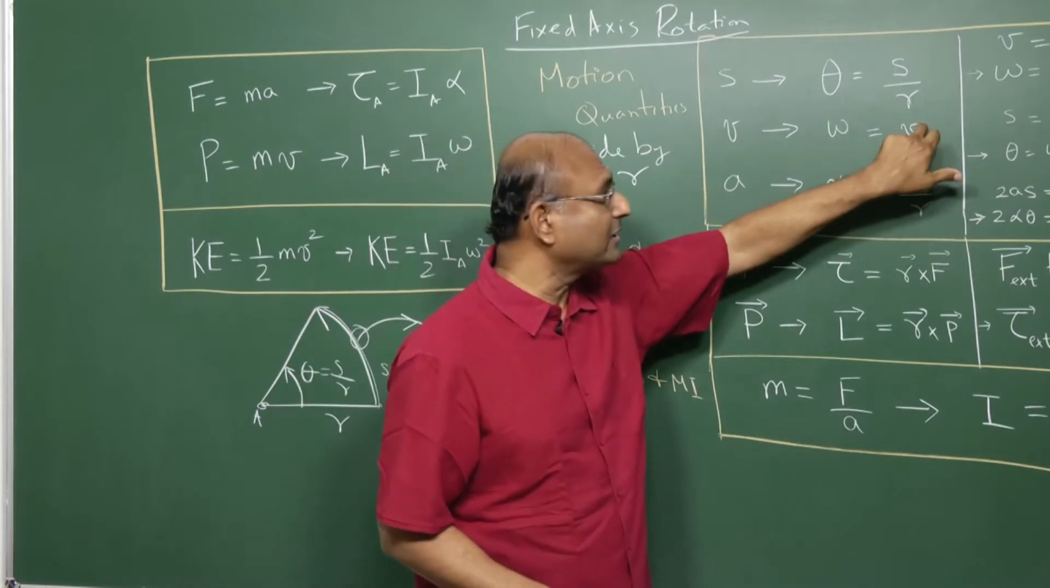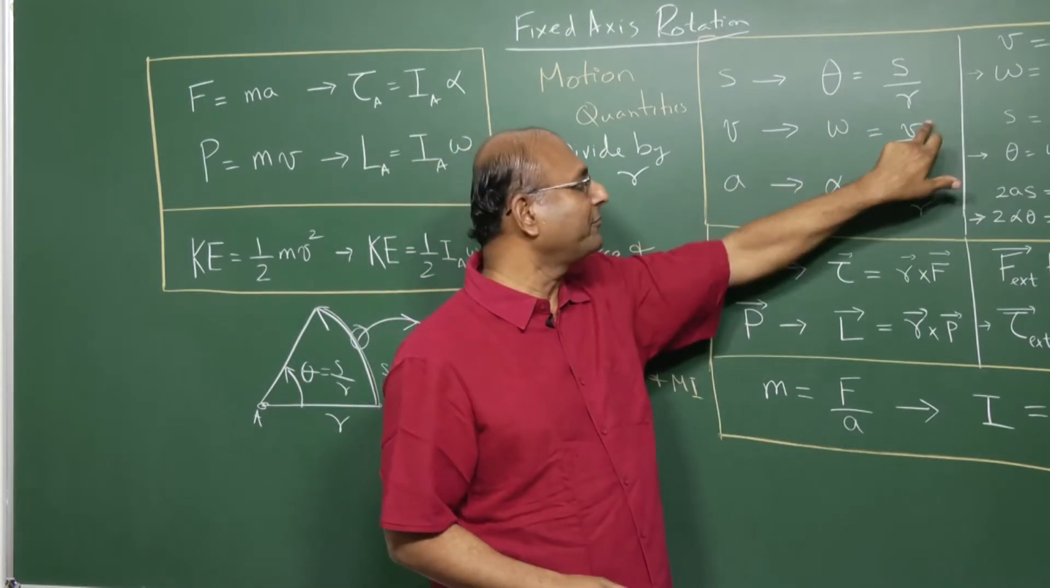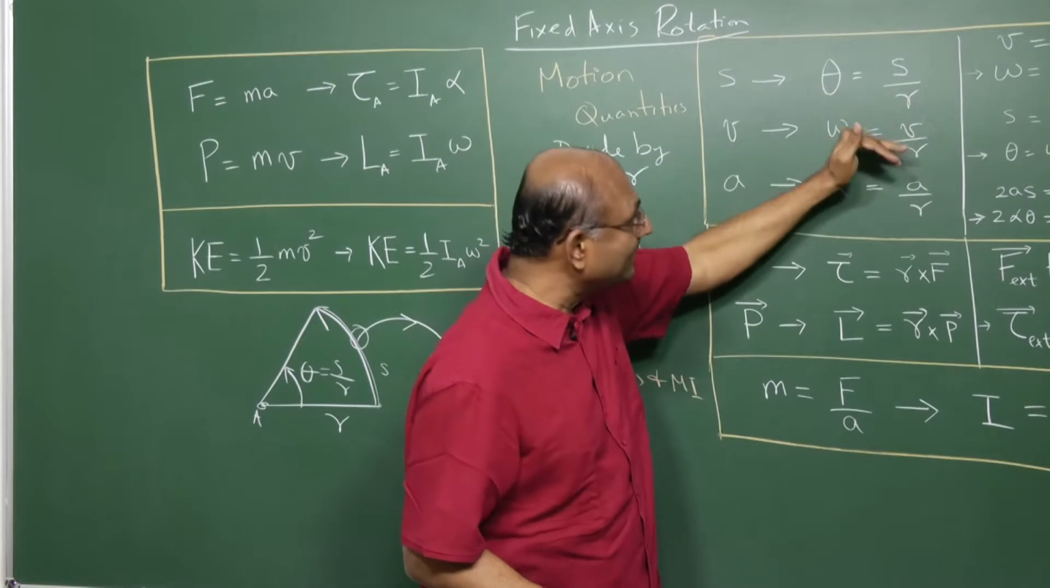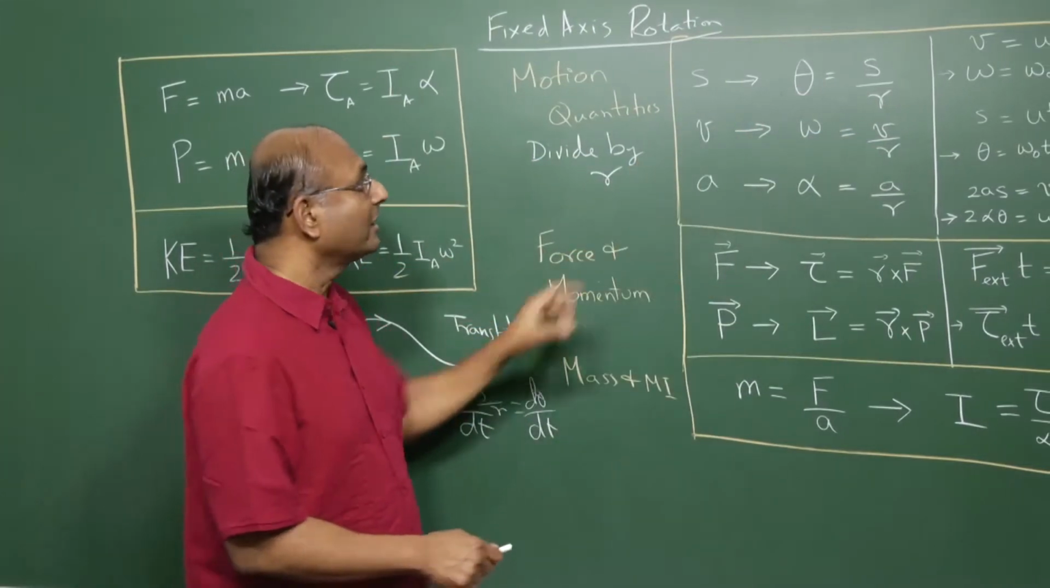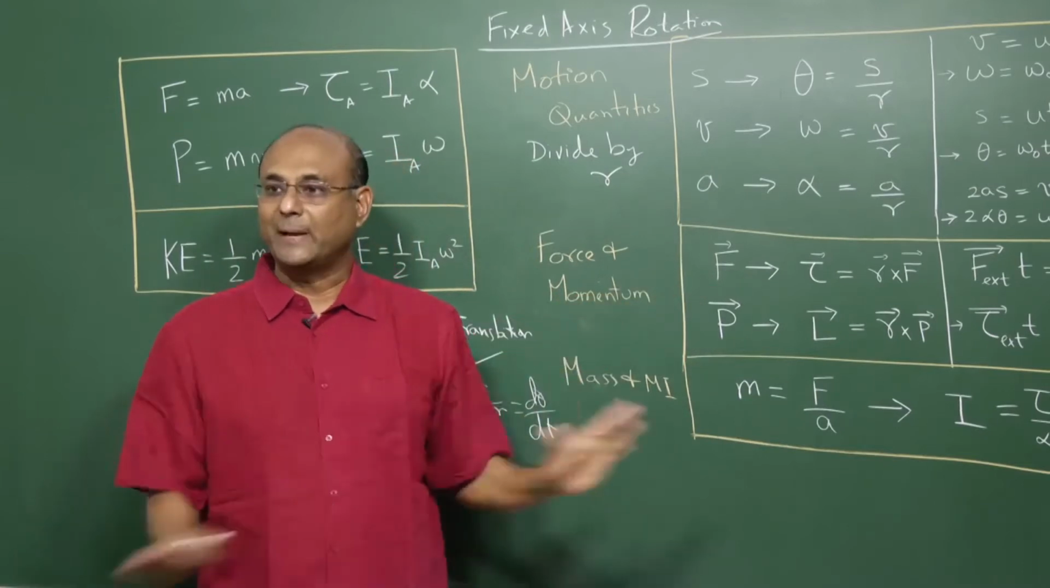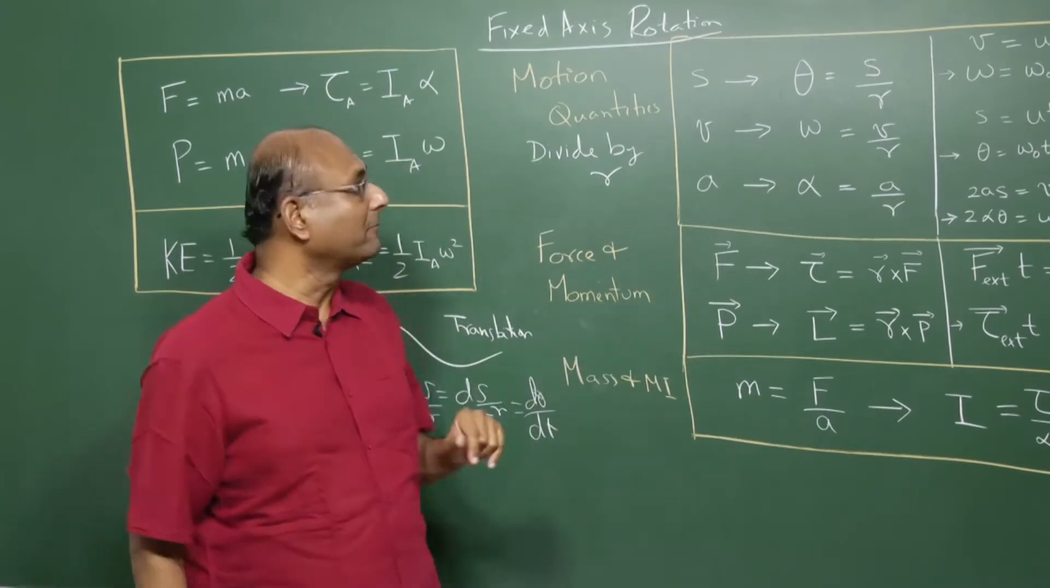Acceleration, which is a differentiation of V, rate of change of V, is acceleration. But since there was a by R, you have acceleration by R, which will be the angular acceleration. So all motion quantities have a by R. Very simple, just easy to remember.